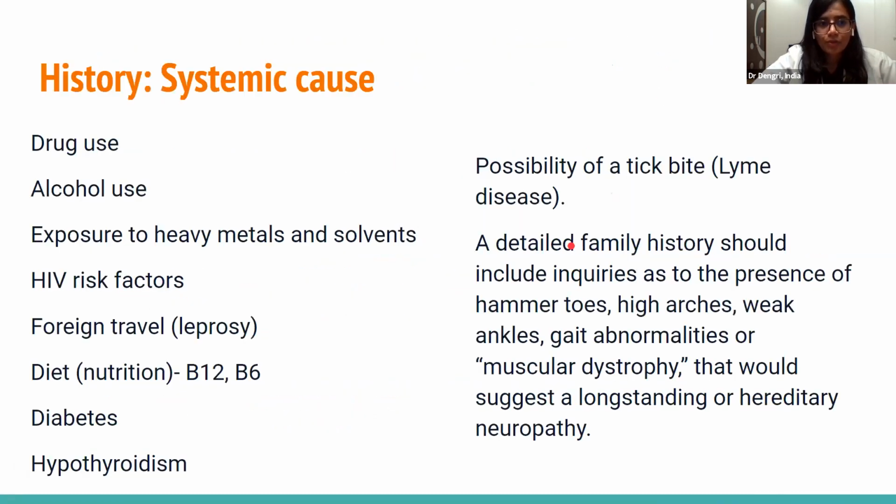Then in history, you need to ask about certain risk factors, certain systemic causes. You have to ask about drug use. There's a very long list of drugs, so you should be very vigilant about the drugs the patient is taking and maybe refer to that list and see if there's any drug that can cause peripheral neuropathy and stop the drug accordingly. Then alcohol. Alcohol affects the nerve at cellular level and also causes vitamin deficiency. Then exposure to heavy metal and solvents. This is very important. Recently, in my practice in India, I came across a patient who had ascending peripheral neuropathy. He had diarrhea and then he developed ascending neuropathy.